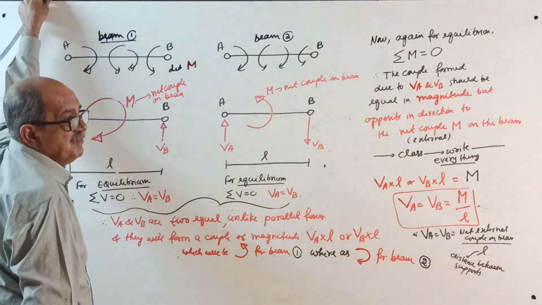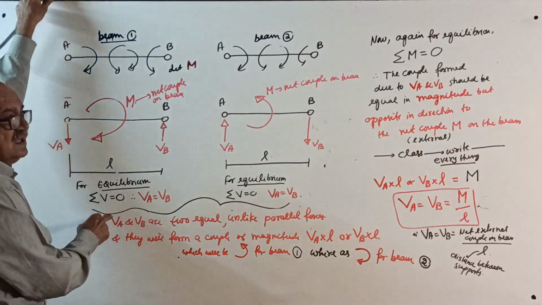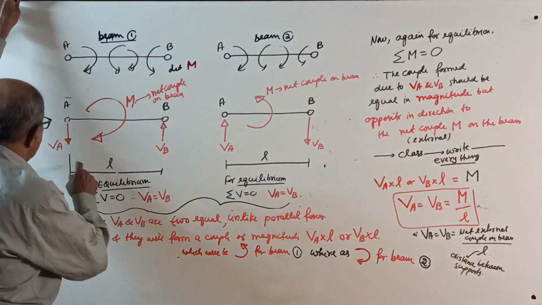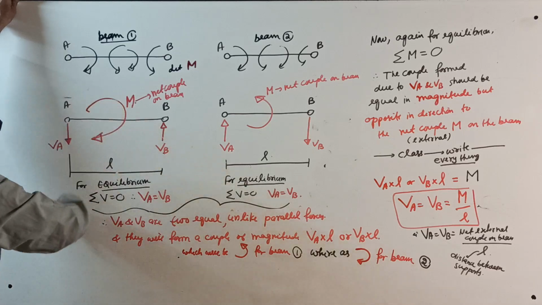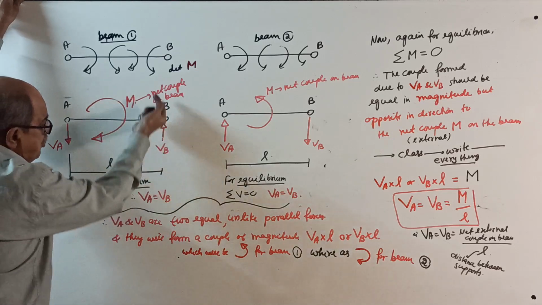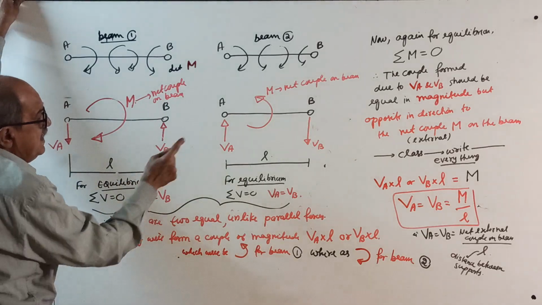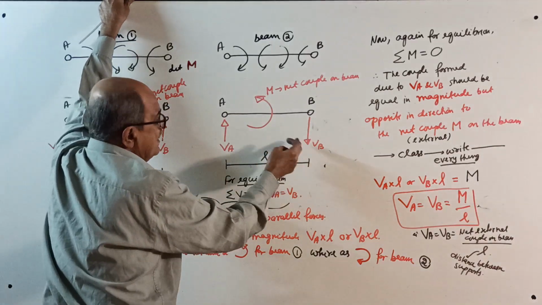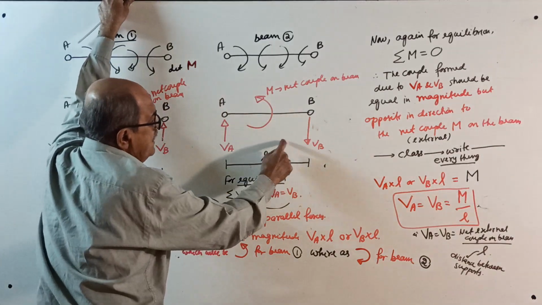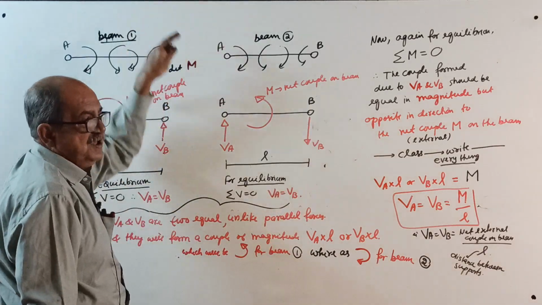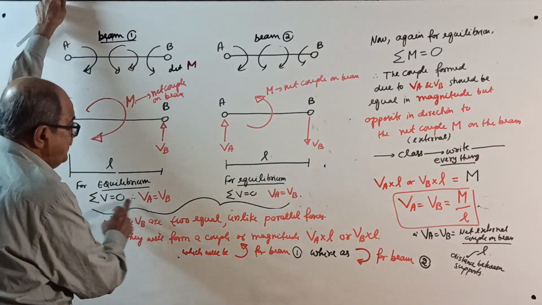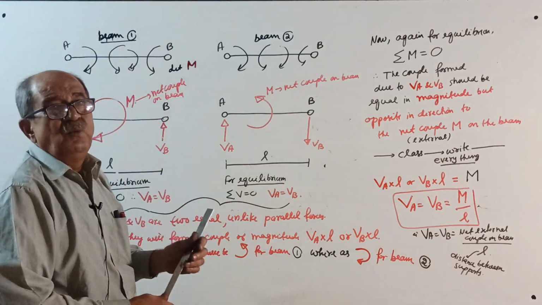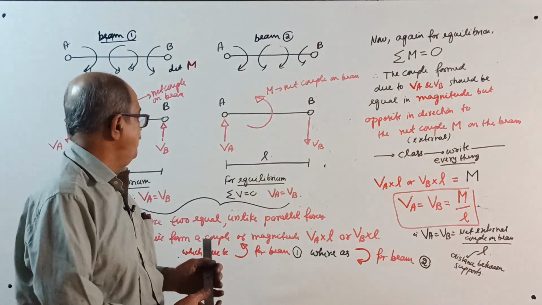Now, for equilibrium, sigma V = 0, the resultant vertical force should be 0. No plus minus now. Therefore, whatever is the downward VA should be equal to the upward VB. So, VA should be equal to VB here also. When there is no loading, they should balance each other. So, this upward VA will be equal to downward VB. In both the cases, sigma V = 0, no plus minus because we are already showing the correct direction. VA should be equal to VB.